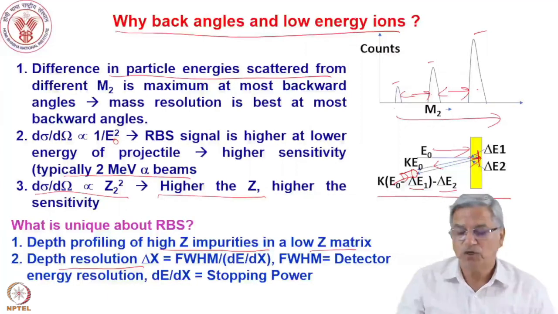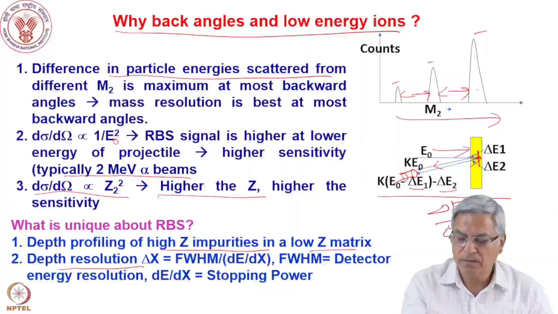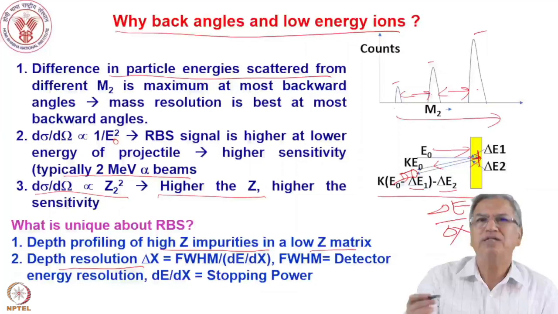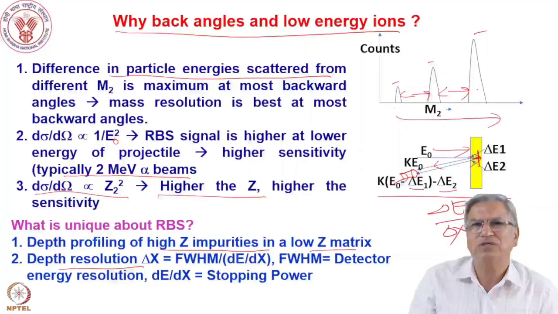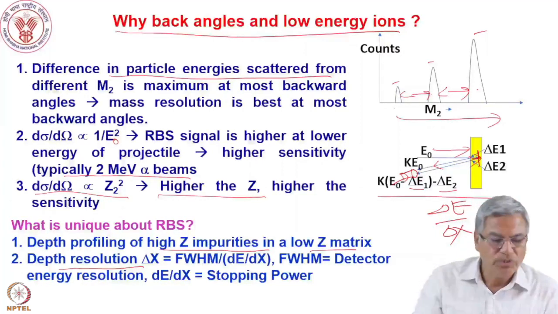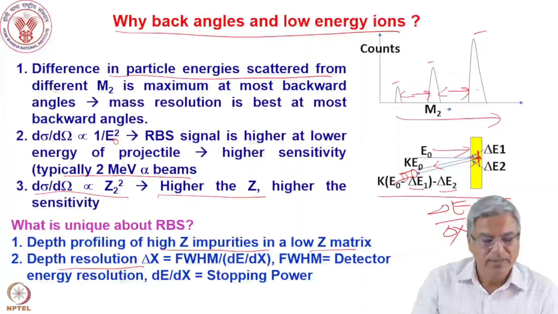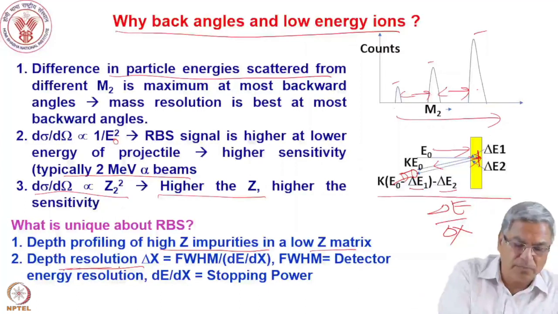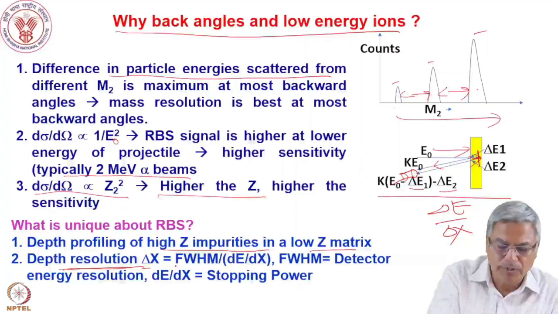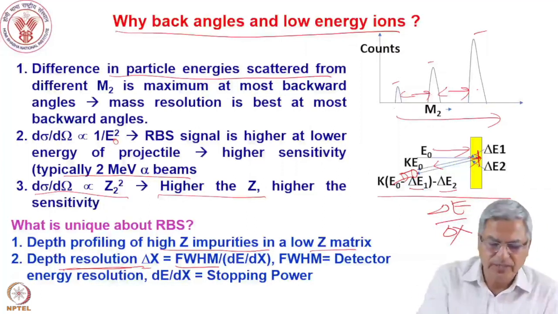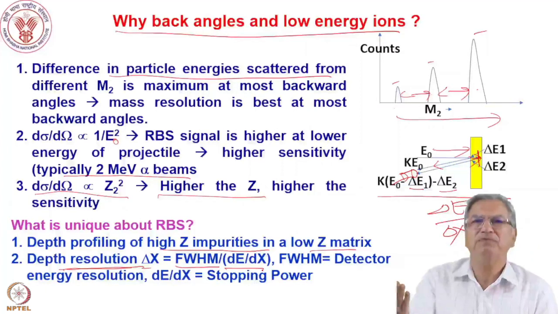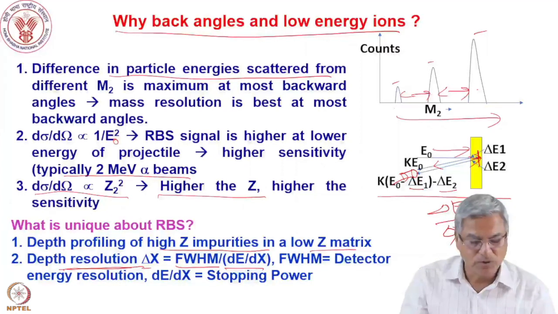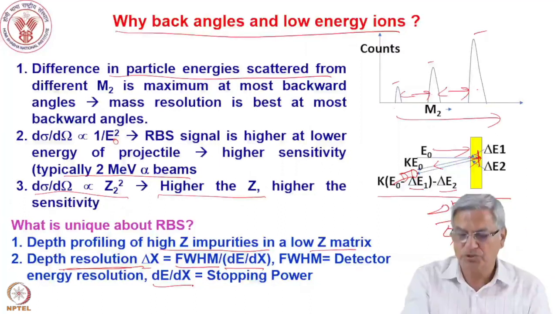Suppose you know the dE by dx, you can find out the depth at which the backscattering took place. So by recording the spectra of the backscattered projectile particles, you can do depth profiling, and you can also get the depth resolution. So impurity concentrations, and at what depth they are, you can see. The depth resolution in RBS, delta X, depends upon the detector resolution, the FWHM of the peak, and upon the stopping power dE by dx. So you can determine the resolution of the detector from the normal spectra, and since the stopping powers are known, you can find out the depth resolution.